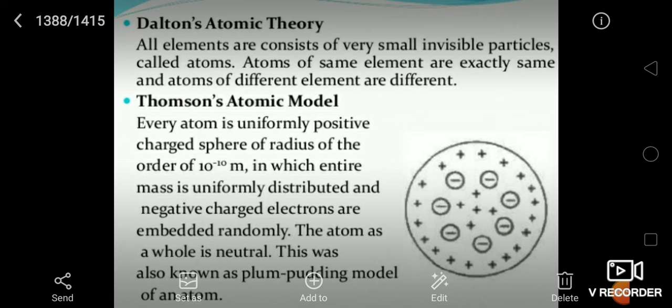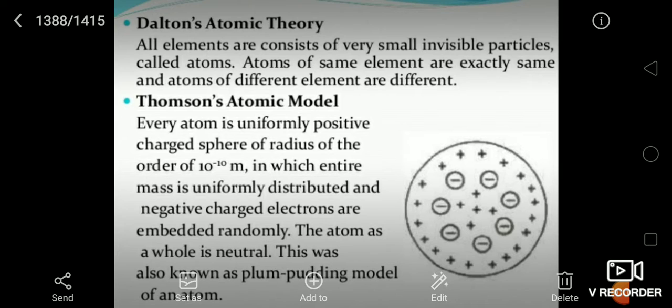Dalton's atomic theory. All elements consist of very small invisible particles called atoms. Atoms of the same element are exactly the same and atoms of different elements are different.